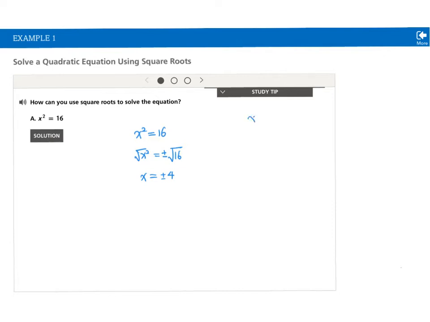Now, in the previous unit, I also demonstrated how to do this by difference of squares. You can just do x plus 4 times x minus 4. So now, with this approach, you get to the same solution, x equals 4 or x equals minus 4.